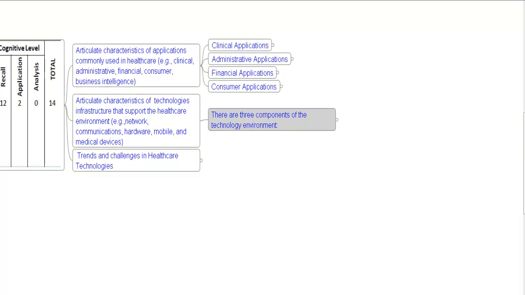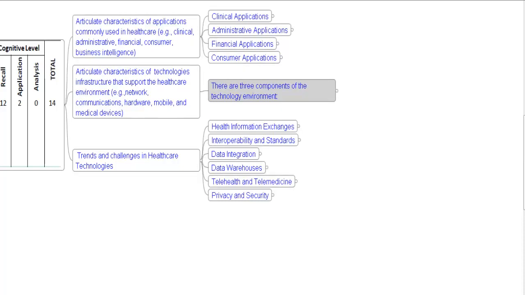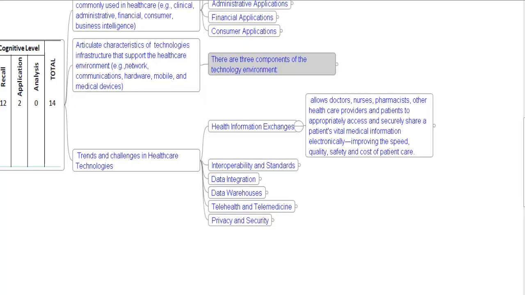Now let's explore the third topic: trends and challenges in healthcare technologies. Under this, we will study health information exchange, interoperability standards, data integration, data warehouses, telehealth and telemedicine, and privacy and security. Let's explore Health Information Exchange.